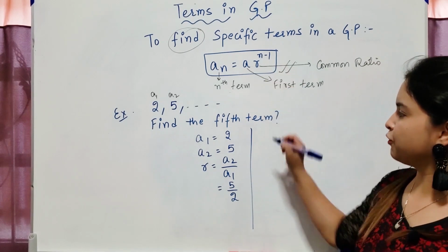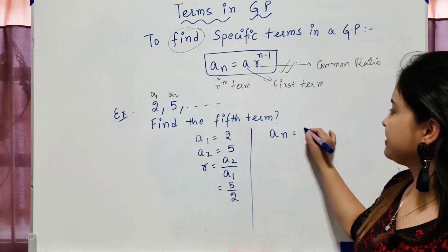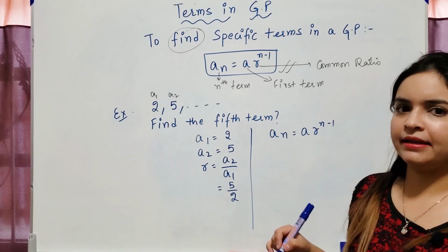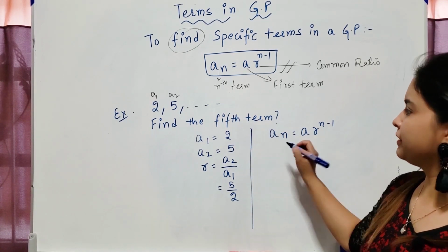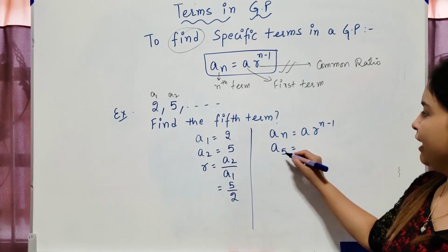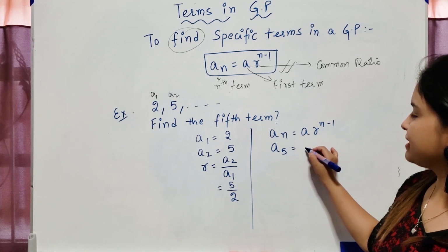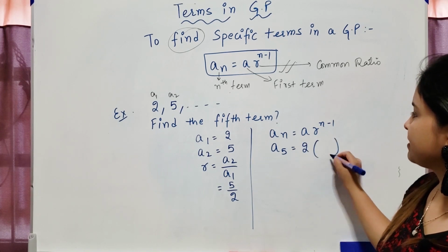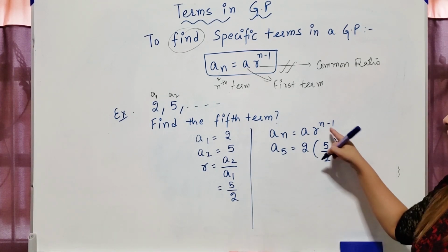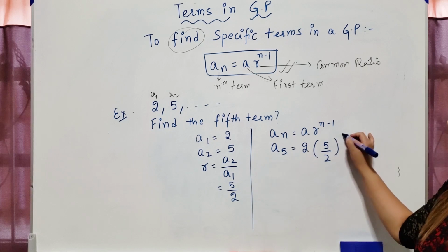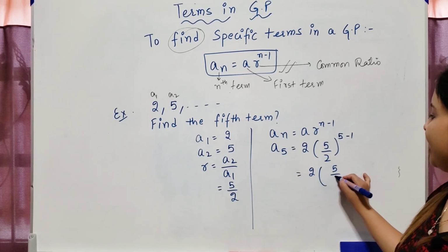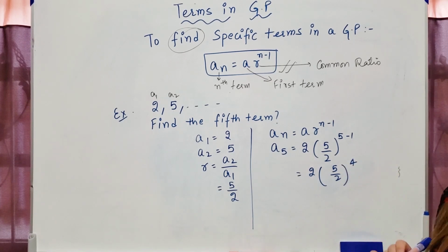Now, use this formula. An is a r raised to power n minus 1. Now, what is n? I have to find the 5th term. That means I have to find A5. A5 is a. What is a? 2 times r, which is 5 over 2, raised to power n minus 1. n is 5. So this will be 2 times 5 over 2 raised to power 4.